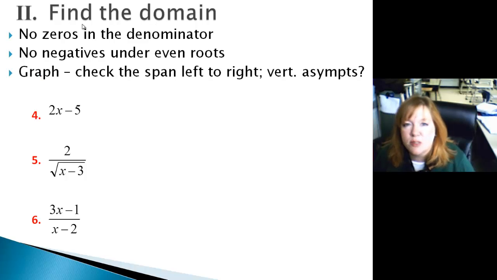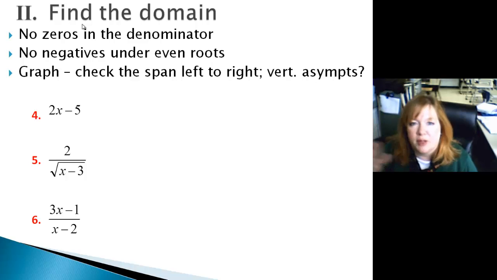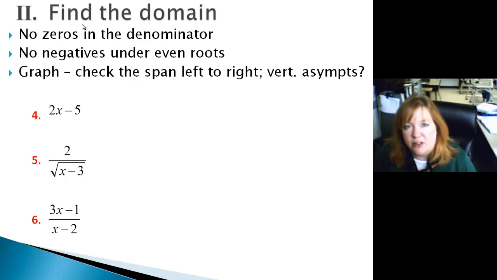You look at the span of how your graph goes from left to right. If there's any gaps or jumps as you go left to right, those numbers have to be left out of the domain. You can also check for asymptotes, vertical asymptotes, and if there's a vertical asymptote at x equal 2, then x equal 2 is not in your domain.